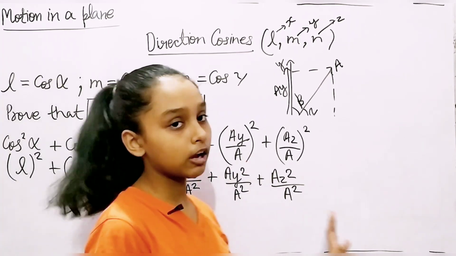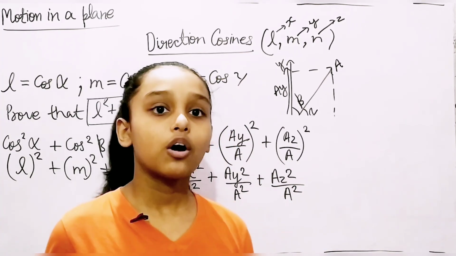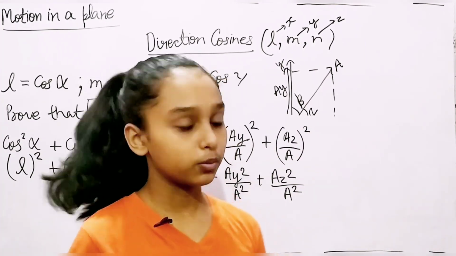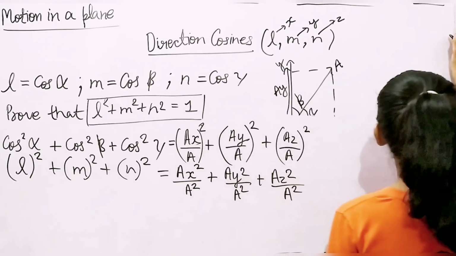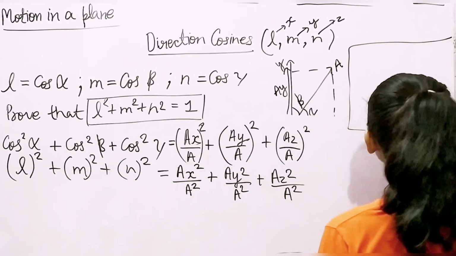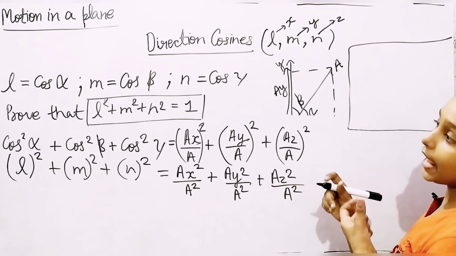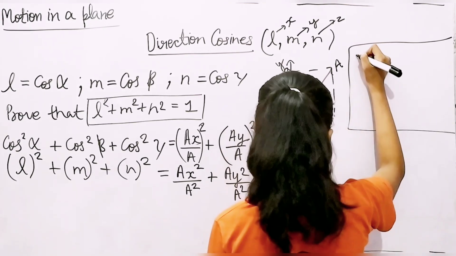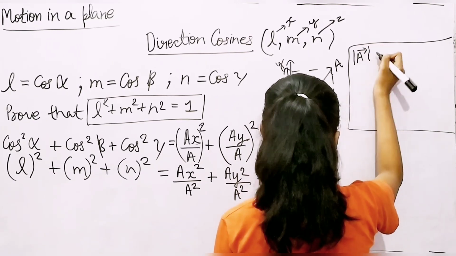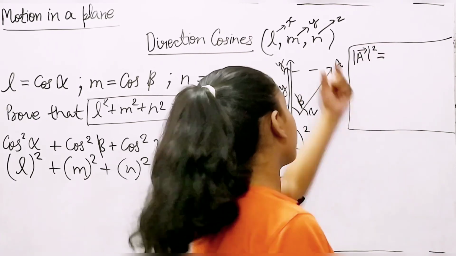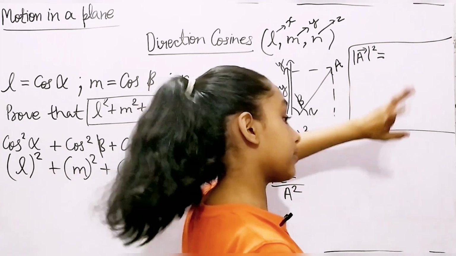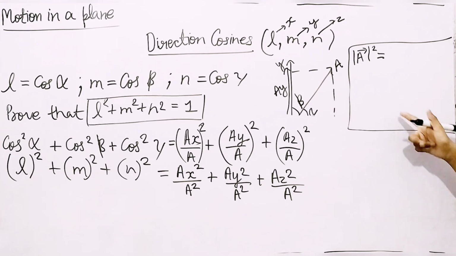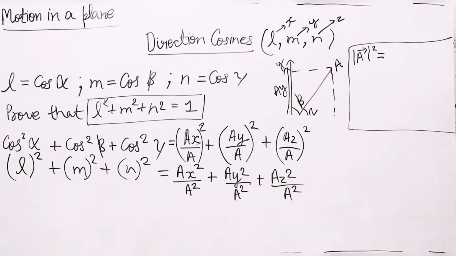Before continuing on, I'm going to write something and then tell you what it was about. I'm going to make a box right here. What if we have to find mod A square, the vector A square, basically mod? What are their values going to be? Tell me, this is really easy peasy.